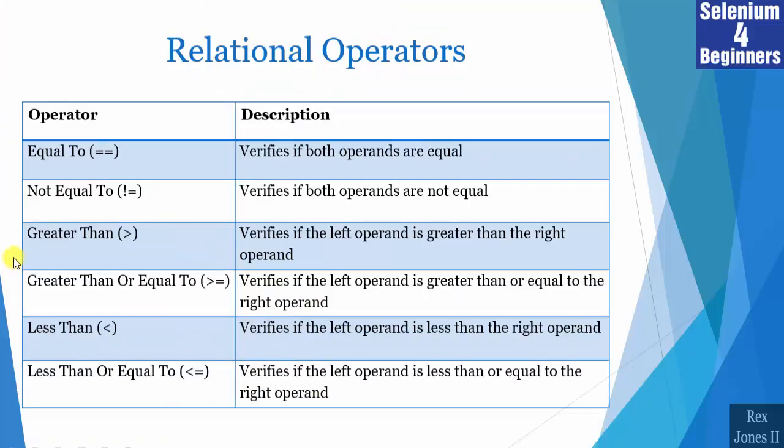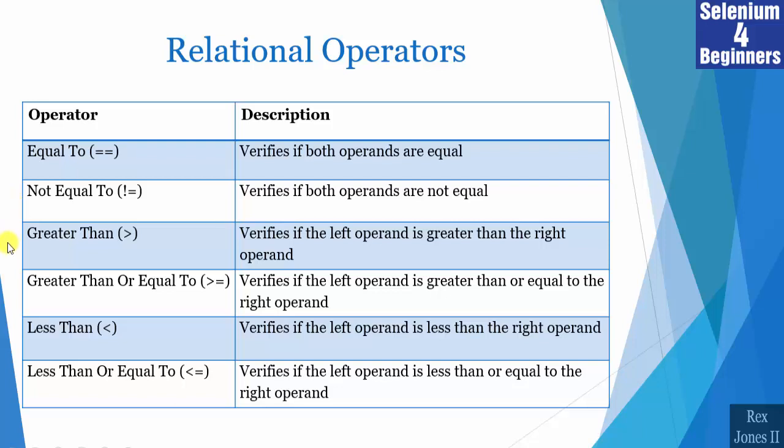Next are the relational operators, which are used to compare values. There are 6 operators that verify the relationship between the left operand and right operand. Equal to verifies if both operands are equal. In math, we use one equal symbol, but in Java, we use 2 equal symbols for equal to. Not equal to has an exclamation point and one equal symbol to verify if both operands are not equal.